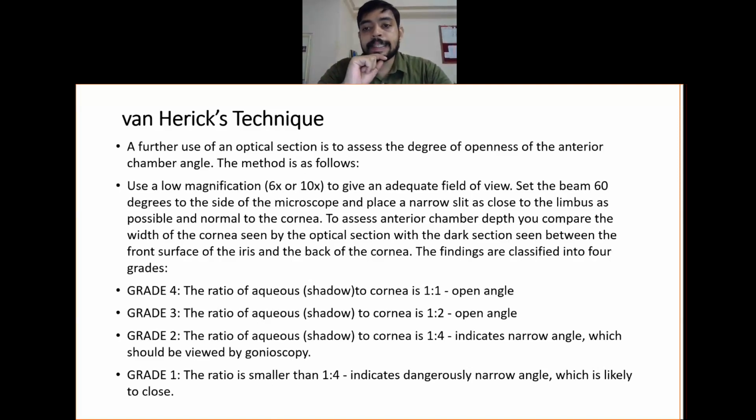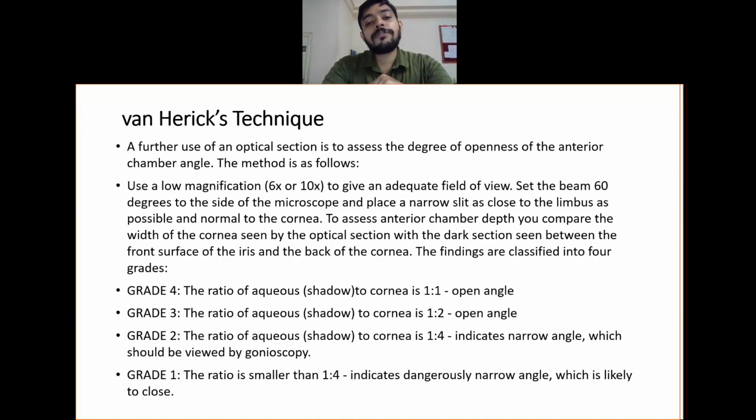To assess the anterior chamber depth, you need to compare the width of the cornea seen by the optic section with the dark section seen between the front surface of the iris and the back surface of the cornea. So when we project at this angle, we will be having a corneal reflex, then an iris reflex, and there will be a dark space in between the iris reflex and the corneal reflex. We need to compare the thickness of the corneal reflex with the dark space, so we can grade it accordingly.